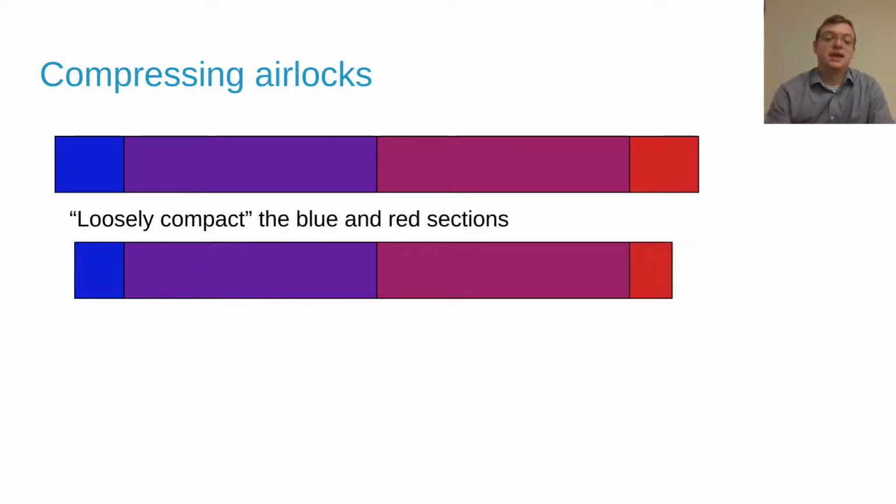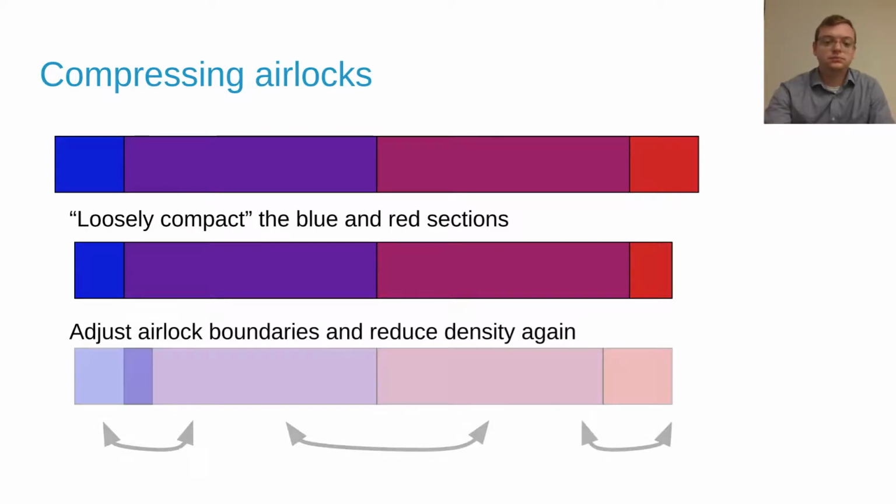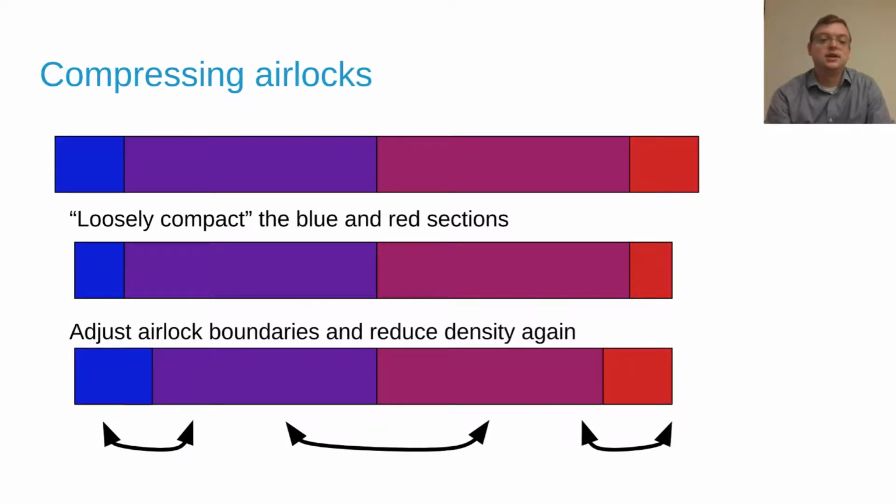Looks like this. And then once you loosely compact them, so this, for example, loosely compacting an area that is mostly blue and all red gives you a new array that has all of the same blue elements as before, and with some of the red elements gone. So this has messed up your density numbers a little bit. So you adjust the airlock boundaries, you perform the density reduction step again, and then you repeat the whole cycle.